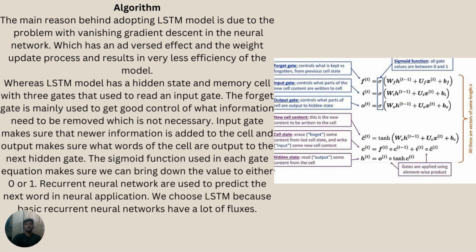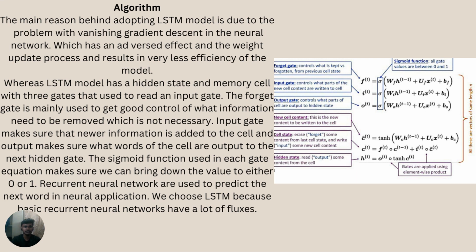Coming to the algorithm part of our project, the main reason behind adopting the LSTM model is the problem of vanishing gradient in the neural network, which has an adverse effect on the weight update process and results in very low efficiency of the model. Whereas the LSTM model has a hidden state and memory cell with three gates. The forget gate is mainly used to get good control of what information needs to be removed, which is not necessary.